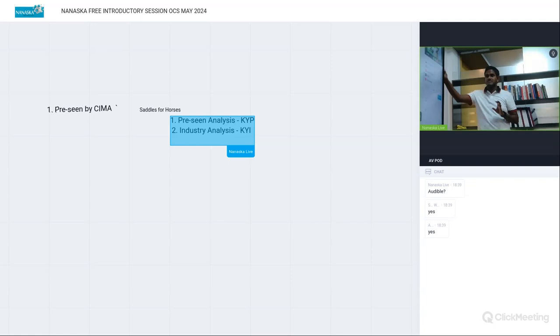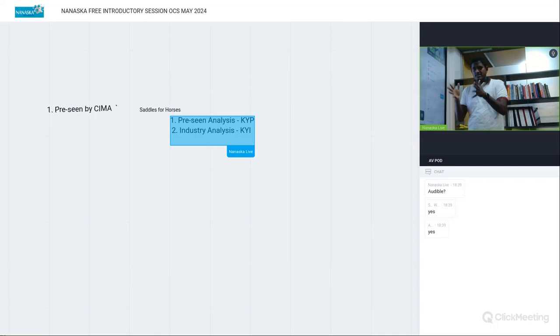Again, you don't have to study this KYI, because industry would be very important as you go up, in your MCS and the SCS. But in OCS, some might say industry is not that important, but I would say you need to have a decent knowledge of the industry that you are talking about. The suggestions, the recommendations, the proposals you are putting forward should be in line with that particular industry, right?